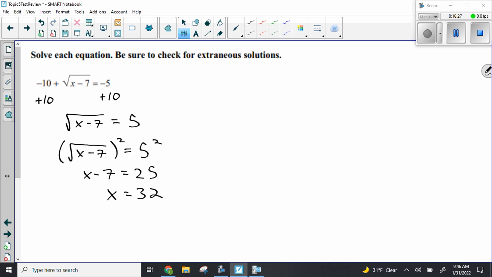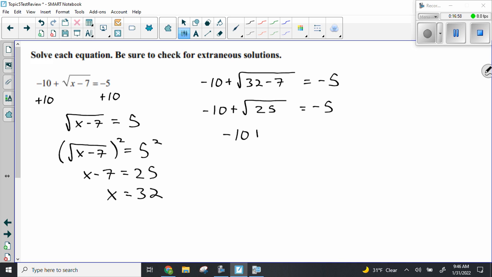But that's not all. I need to make sure that that is indeed a valid solution by plugging my answer back in. I need to substitute 32 back in for x. And then making sure that I have a true statement here. So negative 10 plus the square root of 25, right? 32 minus 7 equals negative 5. Is negative 10 plus 5 equal to negative 5? For sure. And we're good.